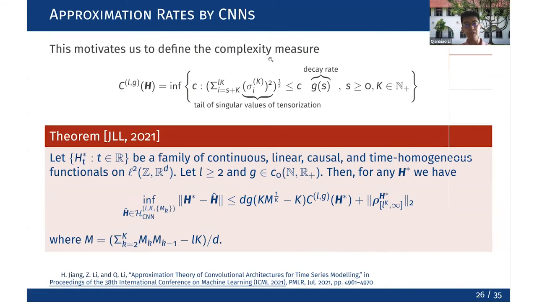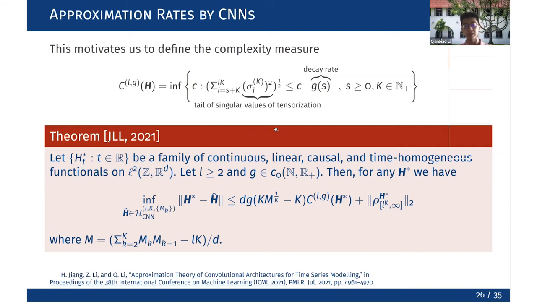This motivates us to define a complexity measure of my target relationship. If I have some H, how can I measure its complexity? I'm going to measure its complexity by the rate of decay of the singular values of this tensorization of its representation. If I arrange them in a matrix or in a tensor, I define some generalized notion of singular values. If it decays very quickly, then that signal is of low complexity, and if it decays very slowly, then it's of high complexity. And if it decays very quickly, then I can show that I can approximate it using my recurrent neural network, my convolutional neural network with fewer nodes, fewer number of filters, and vice versa.